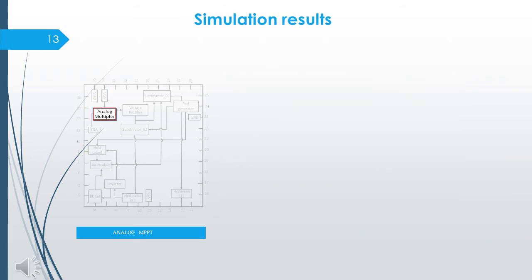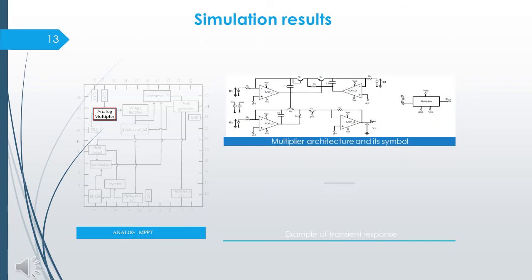The analog multiplier is used to compute the instantaneous output power of the PV array. The design multiplier architecture is presented in this figure. The following figure presents a transient simulation example of the multiplier.